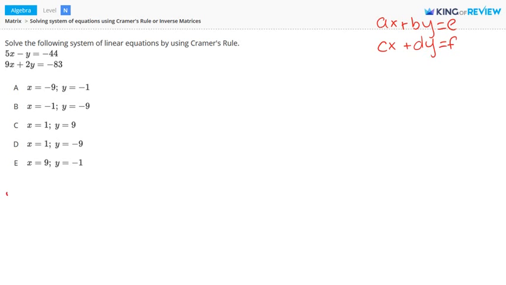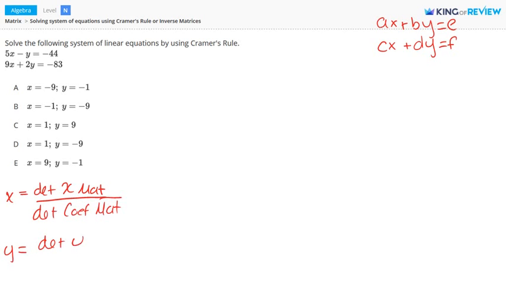Cramer's Rule states that x is equal to the determinant of the x matrix divided by the determinant of the coefficient matrix. And y is equal to the determinant of the y matrix divided by the determinant of the coefficient matrix.